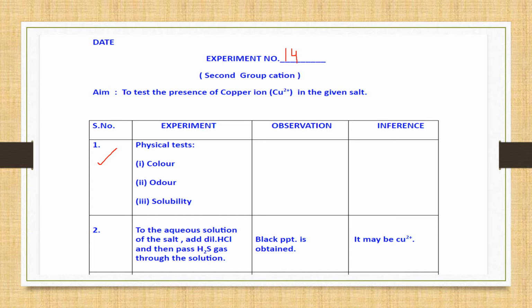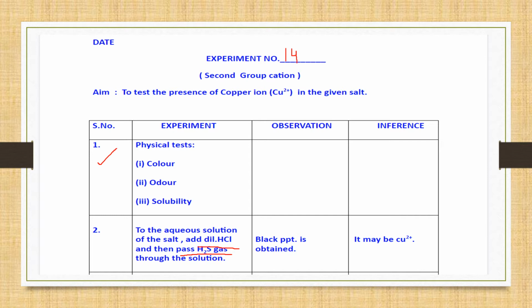of the salt and add dilute HCl to it. Dilute HCl to make the medium acidic, and then you will pass hydrogen sulfide gas through this. If you make use of dilute HCl and H2S, this combination is used as group reagent for group 2. That means to identify whether the group 2 cations are present in the given salt or not. This is the first test that we carry out. So H2S in acidic medium is the group reagent for second group.